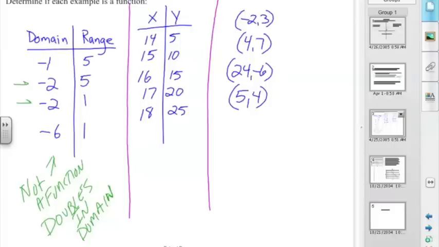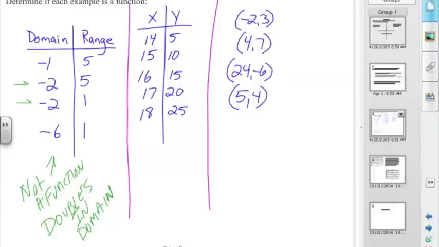Does it matter that there are 2 5's and 2 1's in the range? No, it doesn't matter because we're not paying attention to the range. We only pay attention to the domain in this case. In the middle example, we no longer have the word domain and range. We're just given the x and the y. And on the left-hand side, where the x is, those are the x coordinates. And on the right-hand side, those are the y's, the y coordinates. And they can be paired to put points on a graph.